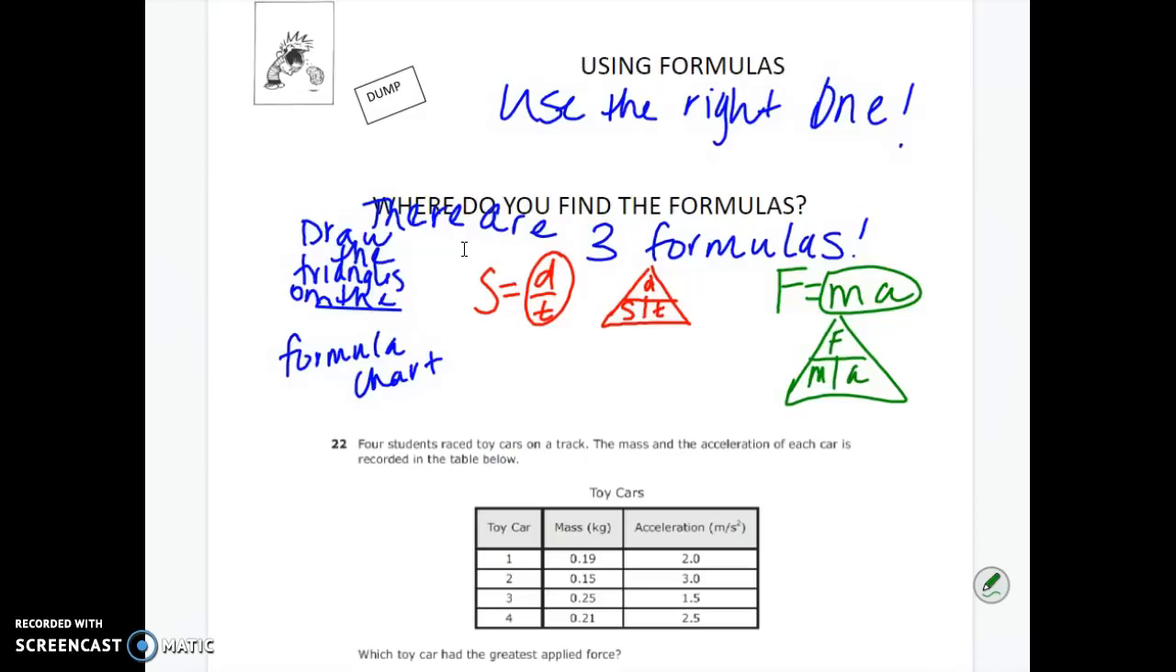And then, of course, the last one is density equals mass divided by volume. The M is on top of the V, so on your triangle, the M is going to be on top, the V on the bottom, and the D for density is over here on the left.